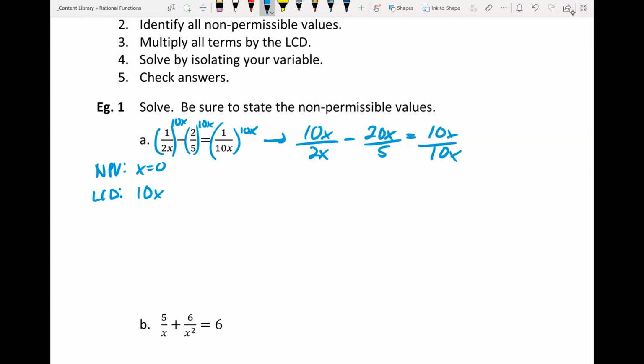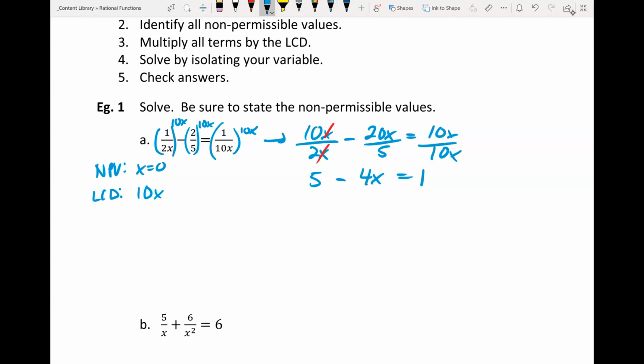Now we're going to go ahead and simplify. So our x's cancel out. x divided by x is just 1, 10 divided by 2 is 5. 20 divided by 5 is 4. We still have an x here. And then lastly, 10x over 10x is just 1.